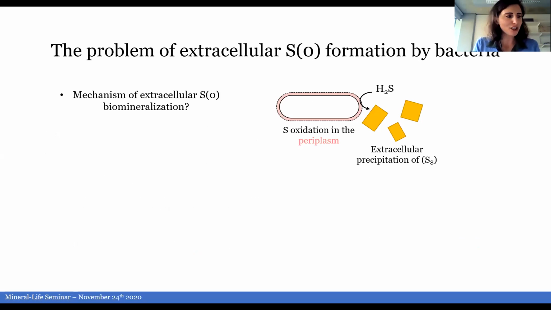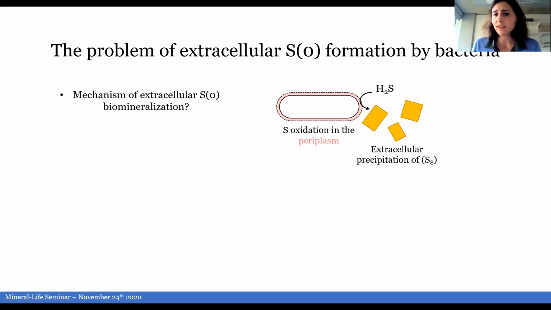Extracellular sulfur formation, interestingly, although it's probably more abundant in the environment than intracellular sulfur, has been really less studied than intracellular sulfur formation. And it's really too bad, because there are a lot of interesting questions related to the formation of sulfur mineral outside of bacterial cells. And the first question is the mechanism.